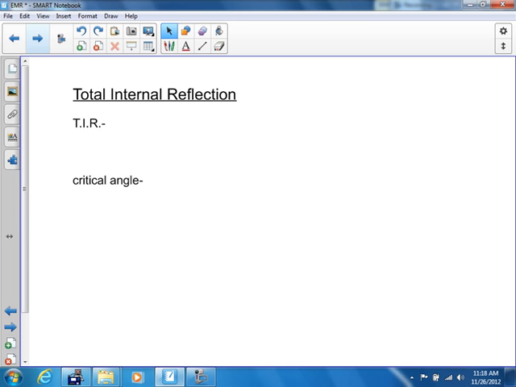Total internal reflection, or sometimes we abbreviate it as TIR. Total internal reflection is when light goes from one medium to the other, and as opposed to refracting, it reflects. Well, why does it do that? Let me give you a bit of an analogy here.